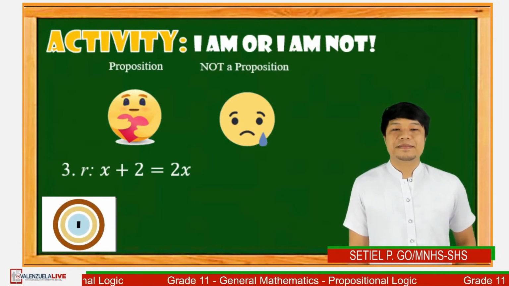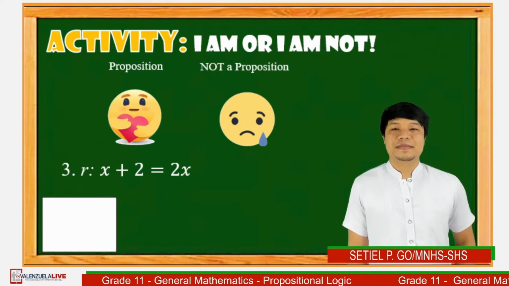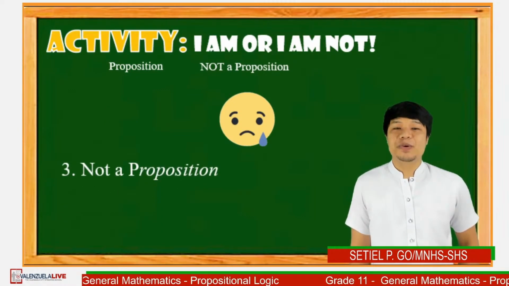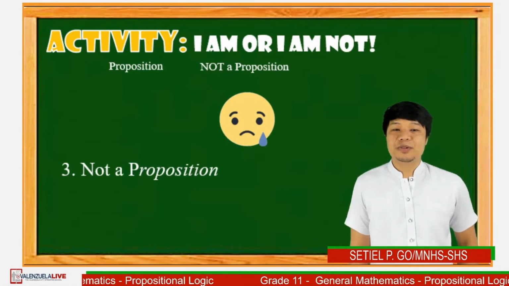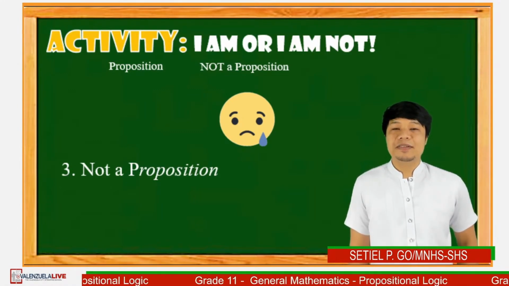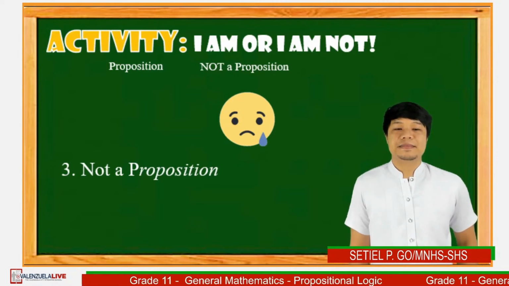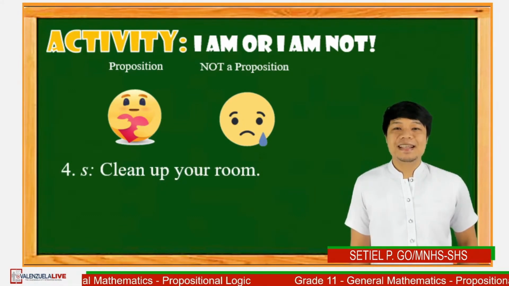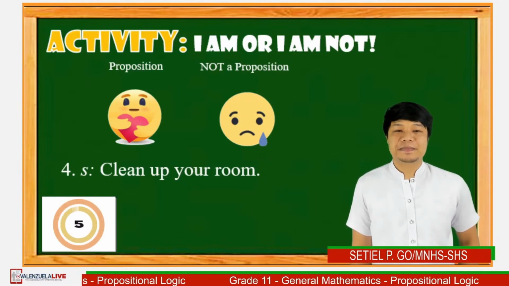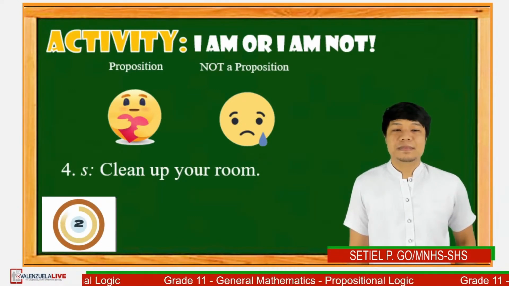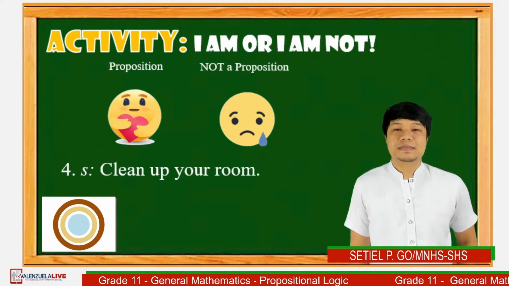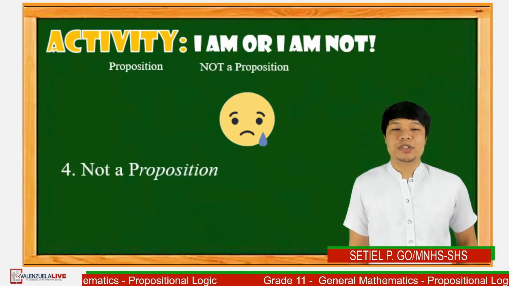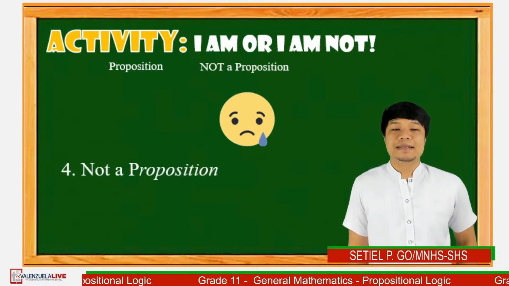Time's up. If your answer is a sad sign, then you are correct. We cannot identify its truth value since the statement does not have a specific value for x. Question number 4. Clean up your room. 5 seconds. Go! Time's up. Sentence number 4 is not a proposition, since the sentence gives a command.